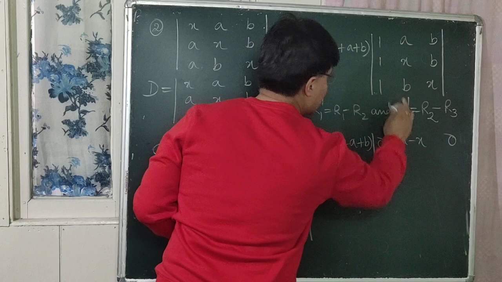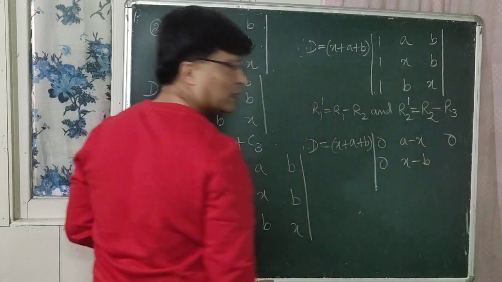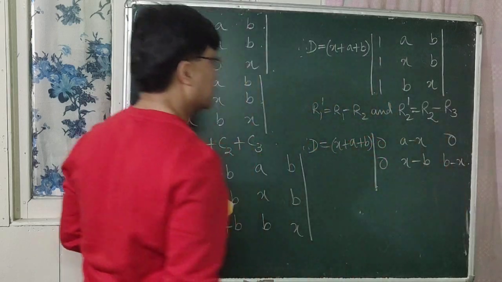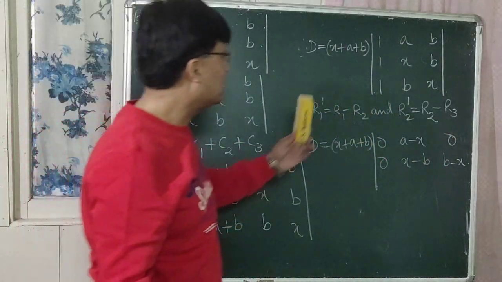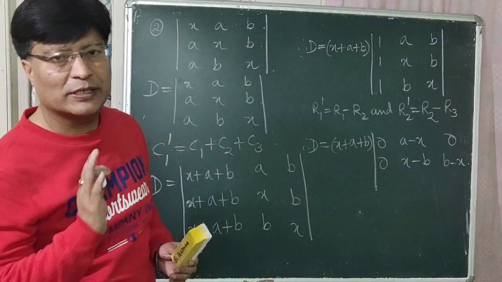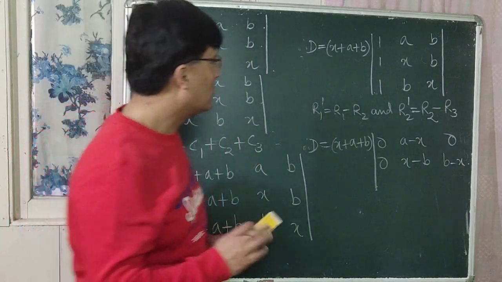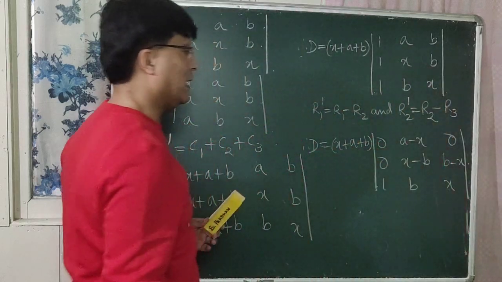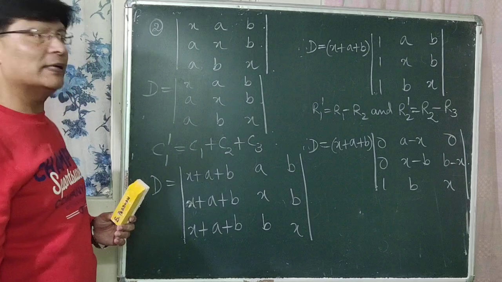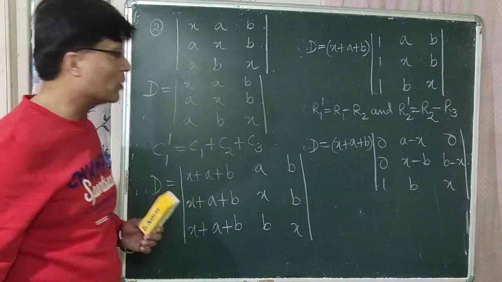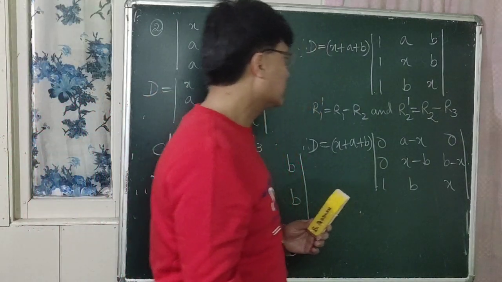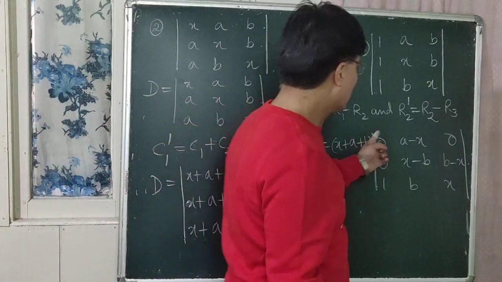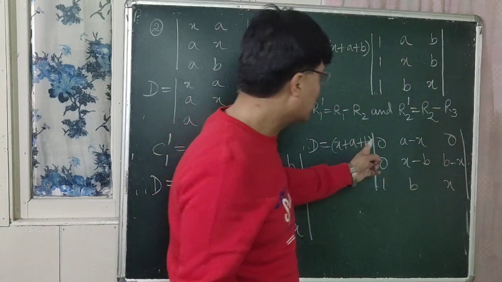D is equal to x plus a plus b. Now, R1 dash means row 1 is changing. How does it change? 1 minus 1, 0. This 1 minus 1, 0. R1 minus R2, row 1 minus row 2. 1 minus 1, 0. Then comes a minus x. B minus b, 0.